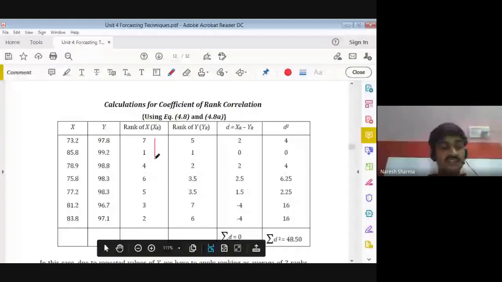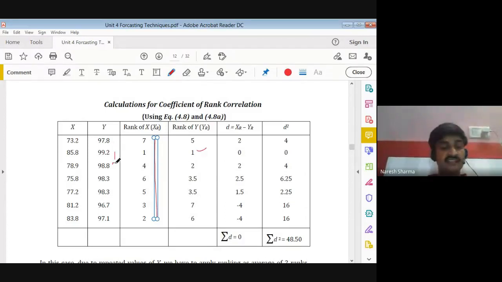For these, the highest value is 99.2, so we give the first rank. This is the second highest, second rank. Third highest, we have two same entries, so this should be 3rd and 4th position. The average of 3 and 4 is 3.5, so we write 3.5 at both positions. This consumes the 3rd and 4th position. Now next is the 5th position here, and 6th is here and 7th is here.